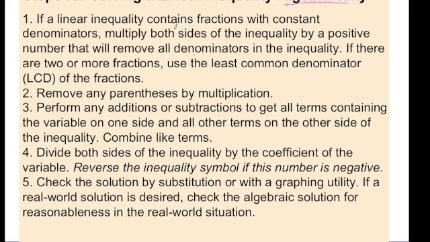If a linear inequality contains fractions with constant denominators, multiply both sides of the inequality by the positive number that removes all the denominators in the inequality. If there are two or more fractions, use the least common denominator, LCD of the fractions. Remove any parentheses by multiplication. Perform any additions or subtractions to get all terms containing the variable on one side and all other terms on the other side. Combine like terms. So far, those are the same directions for solving a linear equation in one variable.